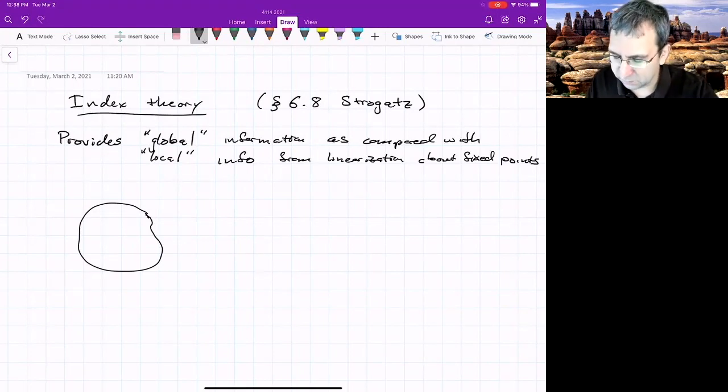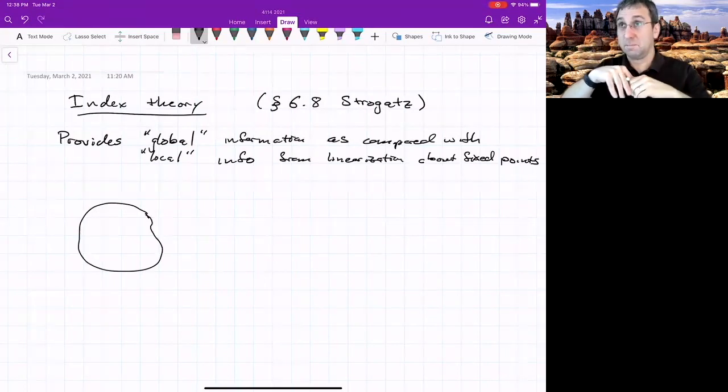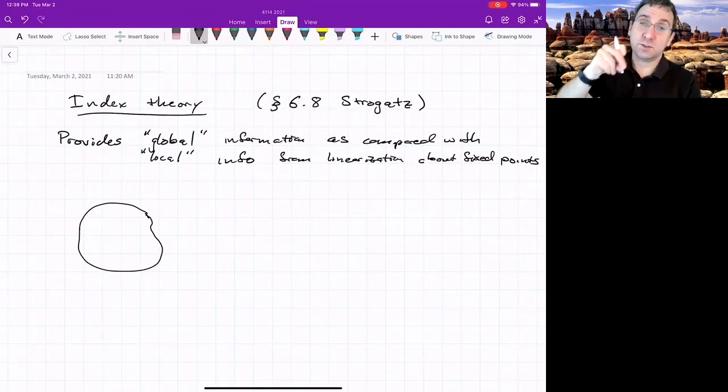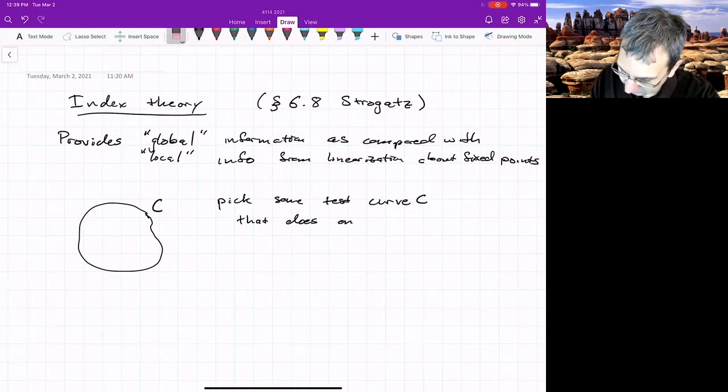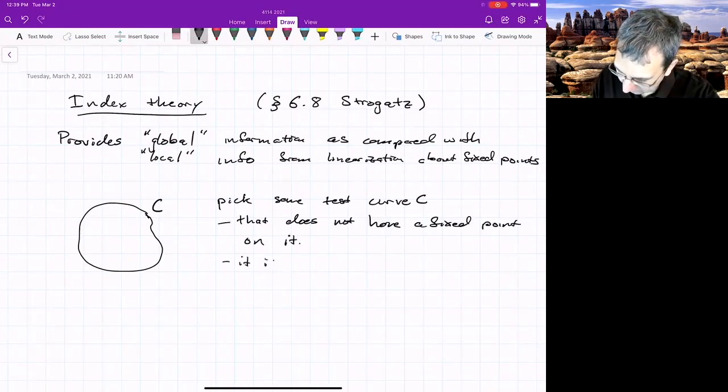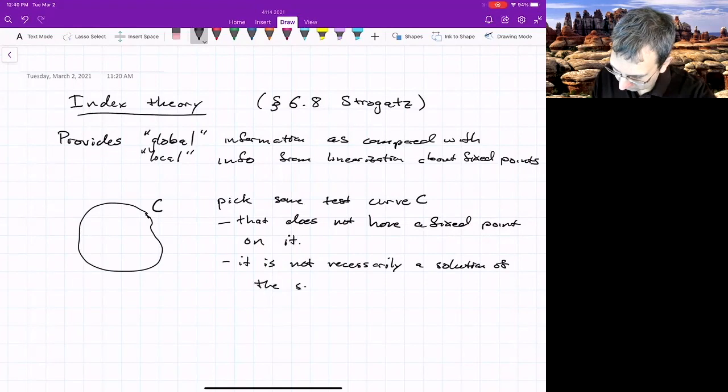In some sense, if you've taken a course on electrostatics, it's a bit like a Gaussian surface used in electrostatics, where you're trying to look at what some vector field is along that surface to infer the magnitudes of charges inside that surface. So it's a lot like that. So think of this as a curve, pretty arbitrary curve. It cannot include a fixed point. So you can't have a fixed point on the curve. So pick some test curve C. Does not have a fixed point on it. It is not necessarily a solution to the system, not a trajectory.